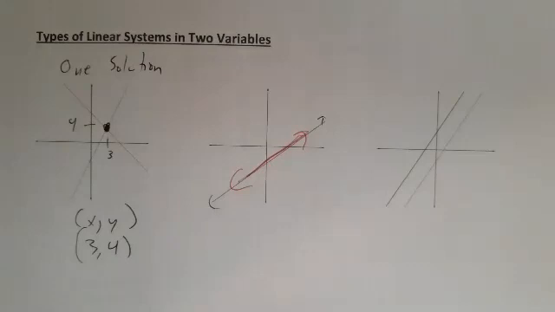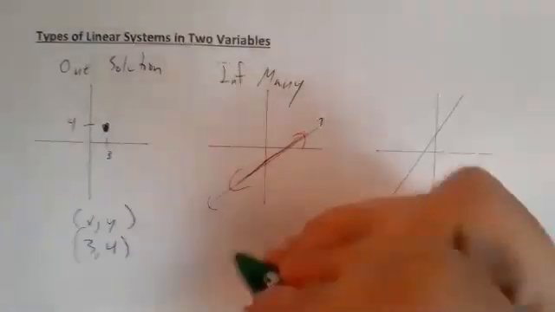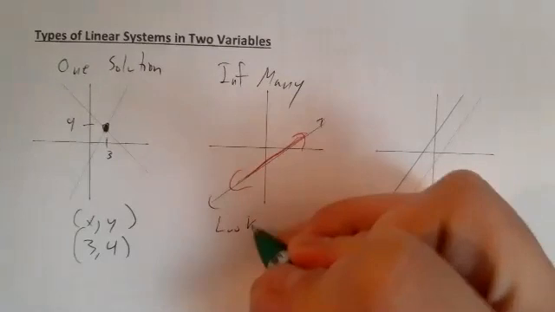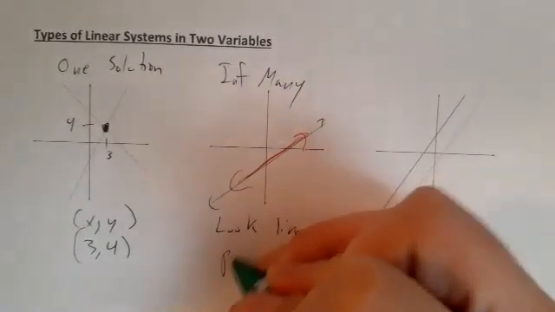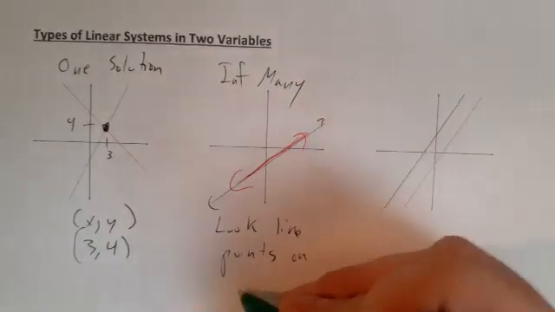Infinite. Yeah, there's infinitely many points, right? And so there could be infinitely many solutions. And what do they look like? They look like points on a line. We'll talk a little bit about how to write that.